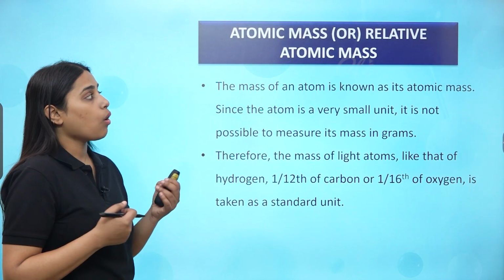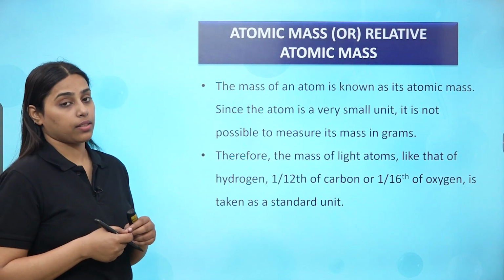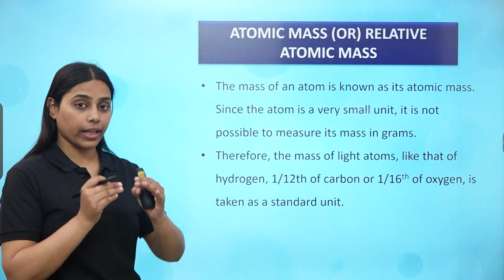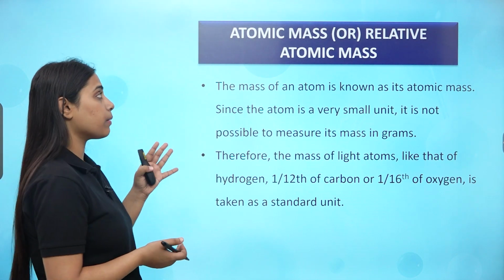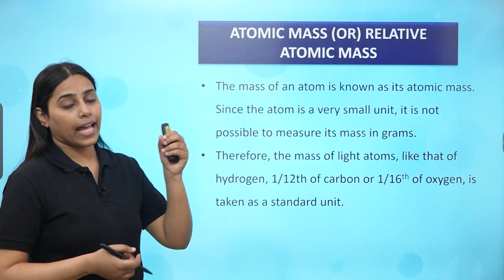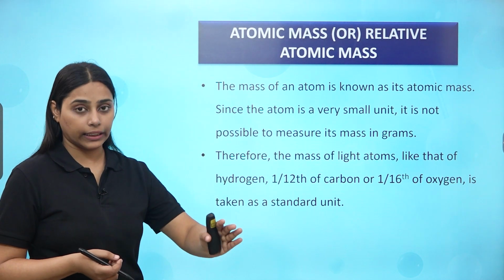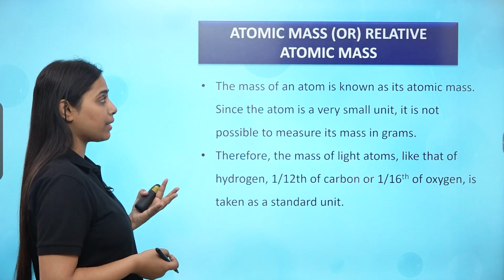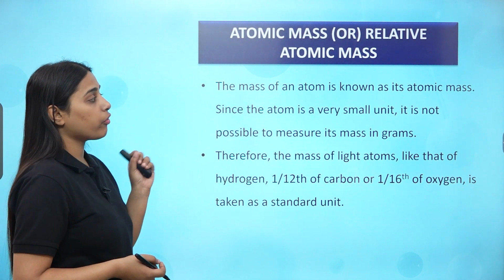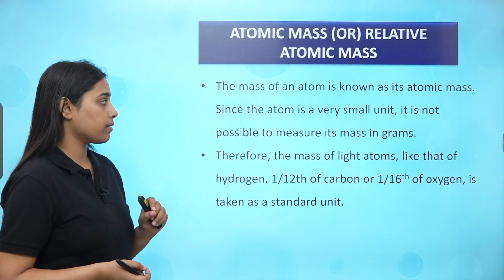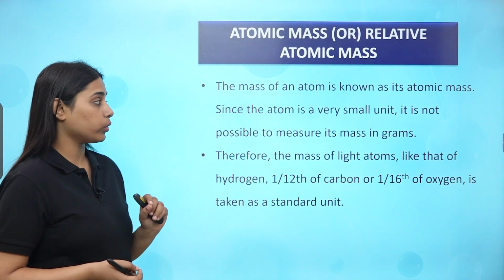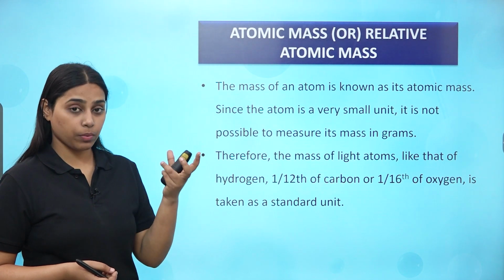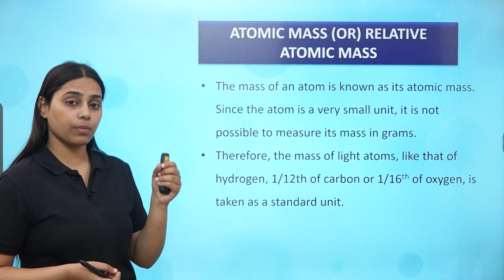Now, atomic mass or relative atomic mass. So, you have learned about mass number. Now, when we are discussing any particular element, it is termed as atomic mass and it is calculated in relation to some standard. So, that is why it is also termed as relative atomic mass. What is the meaning of this term? The mass of an atom is known as its atomic mass. Since an atom is a very small unit, it is not possible to measure its mass in grams. It has a negligible amount of mass. You cannot measure in terms of grams.